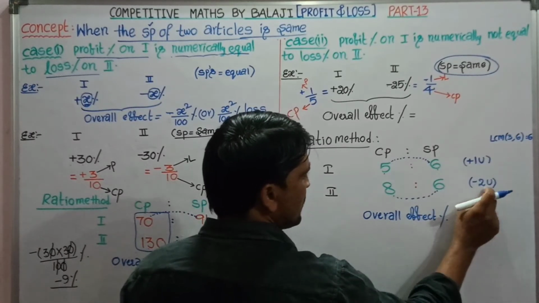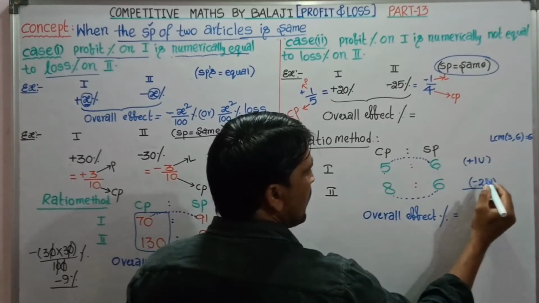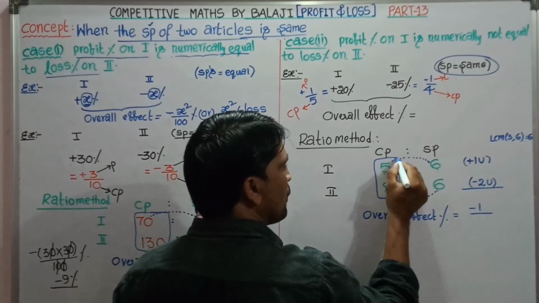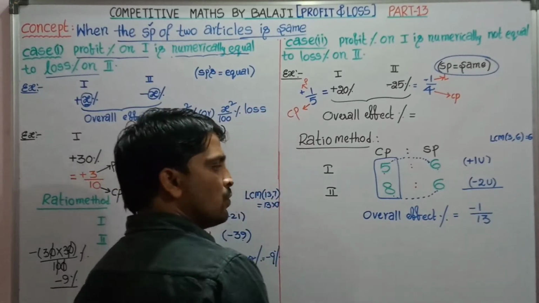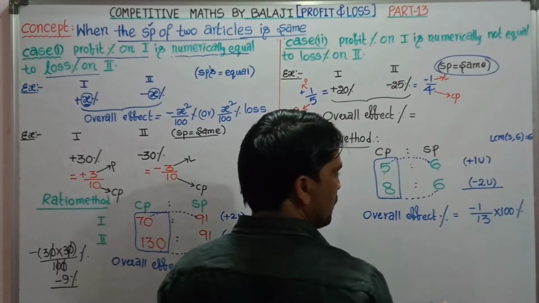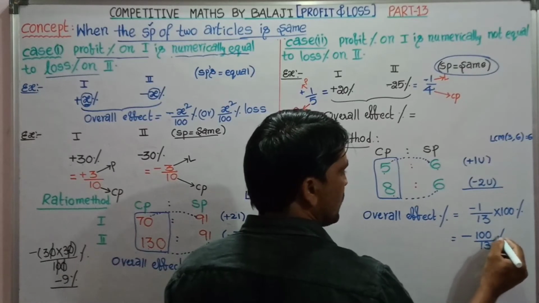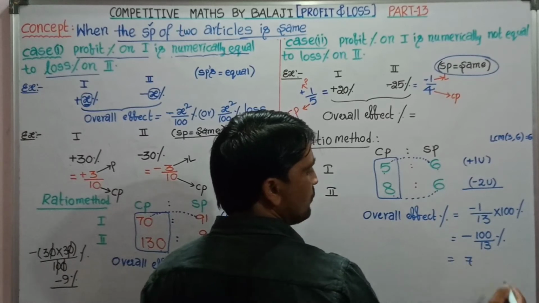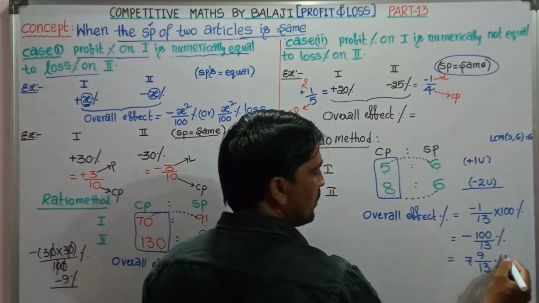Overall effect is loss percentage, since loss is more than profit. Overall loss is -2 + 1, that is -1 unit over the cost price of both the pens, 5 + 8, 13. Okay, -1/13 into 100%. That is -100/13% loss. 13 7s are 91, remainder 9, so 7 whole 9/13% loss.